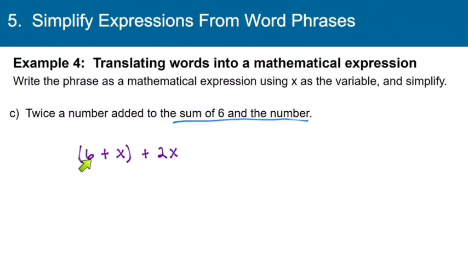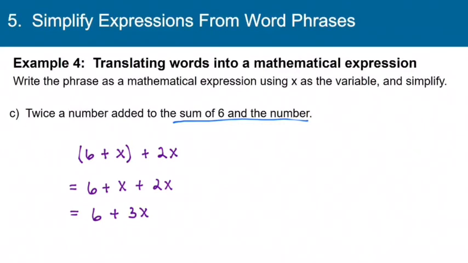Now again, these parentheses really are not doing anything because there's nothing here to distribute, so we can just drop the parentheses. And then you can see that we have x plus 2x. So 6 plus x plus 2x is going to give us 6 plus 3x. And that is really all the simplifying we can do.